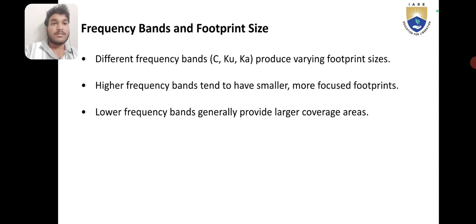Frequency bands and footprint size. Different frequency bands, C, Ku, and Ka, produce varying footprint sizes. High frequency bands tend to have smaller, more focused footprints. Lower frequency bands generally provide larger coverage areas.